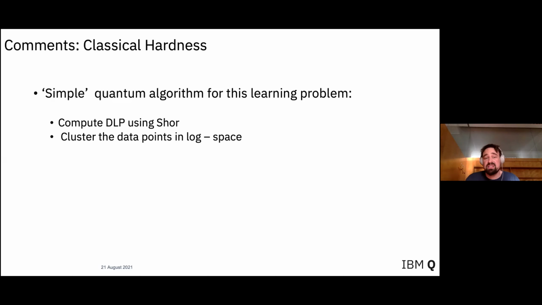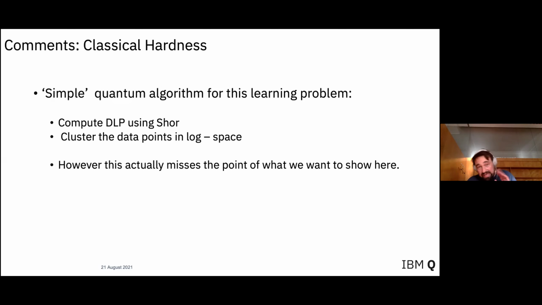And one way to do this, one quantum algorithm, was essentially that, okay, just look at the data, just factor it, go back into the log space, and then just cluster or do something else. Because then the learning problem essentially becomes easy on the quantum computer, because of Shor's algorithm, right? But again, that's not the point of what we're actually trying to do here.